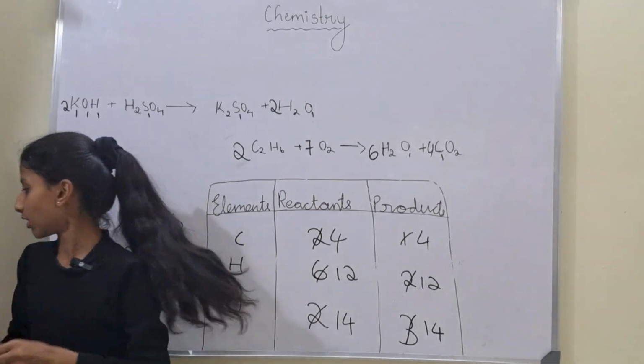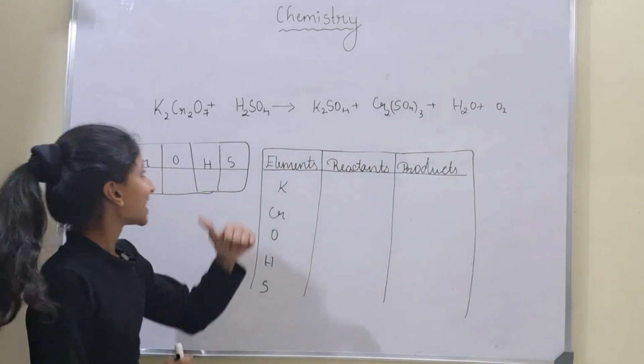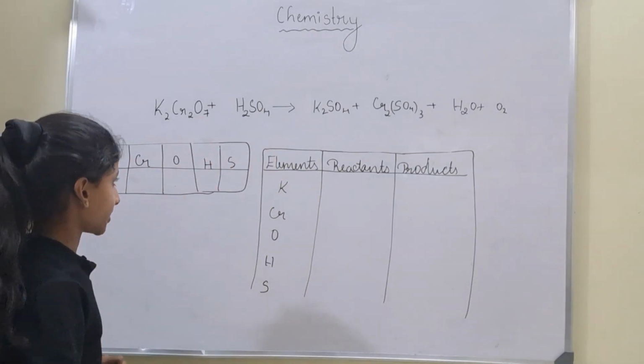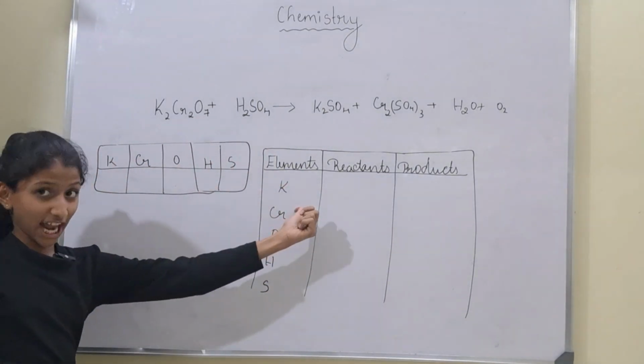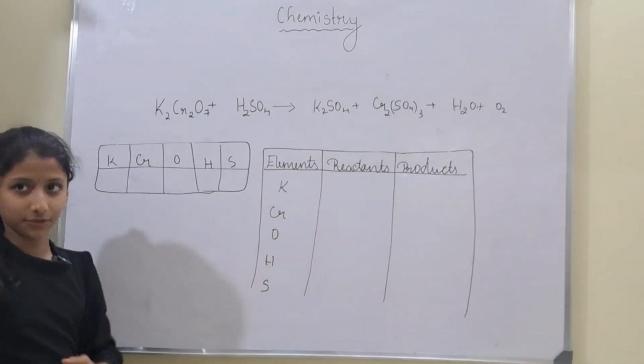Okay, let's solve some more. Now, let's balance this equation. First, what are the elements? Potassium, chromium, oxygen, hydrogen and sulfur.